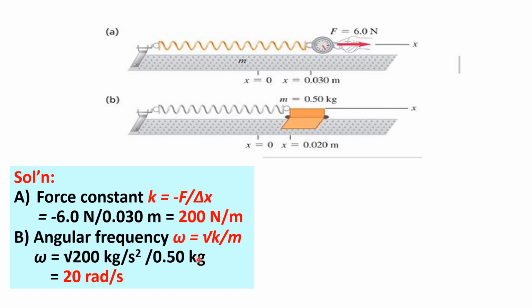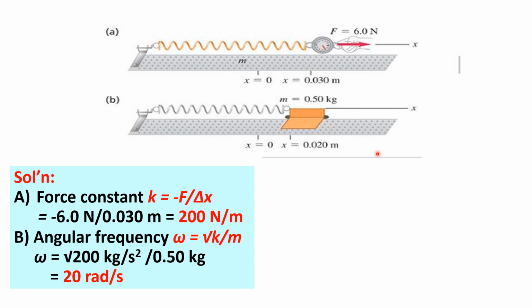Angular frequency here should not be confused with the same symbol used in rotational motion. Omega is also the symbol for what we call angular speed or angular velocity. But when you say angular frequency, that is different from what is discussed in rotational kinematics. All right, so we now continue.